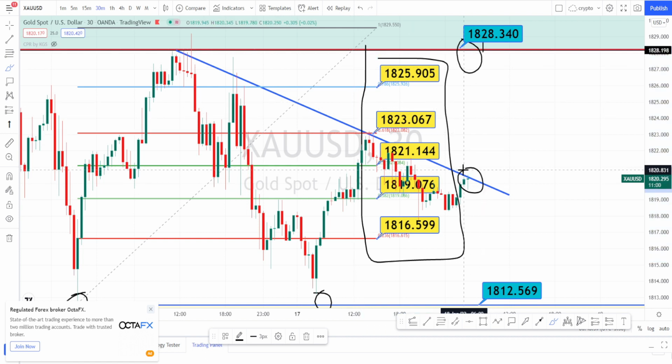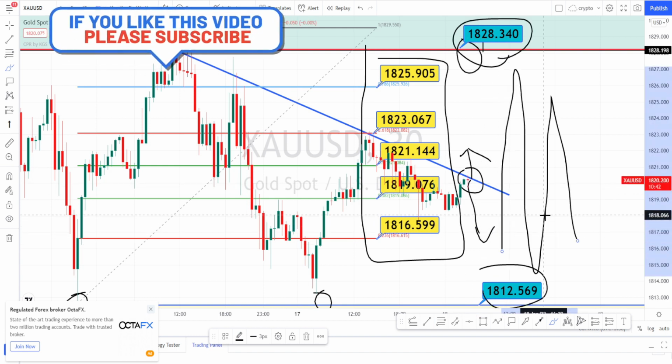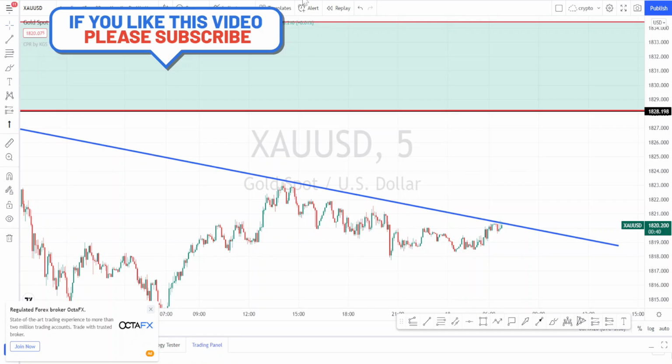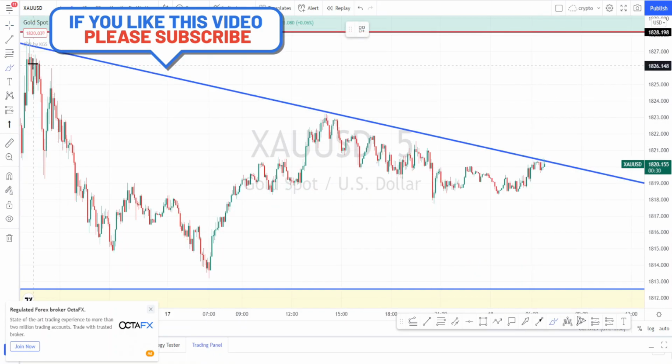Currently the price action is trying to break this trend line. If it succeeds in breaking this trend line, you can go on a bullish side trade. If it fails, you can go on a bearish side trade. Let us do the analysis in 5 minutes time frame. I'm in 5 minutes time frame now.